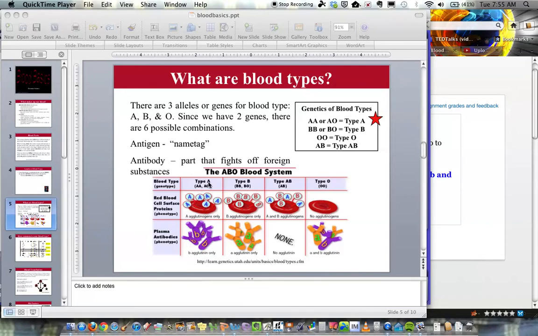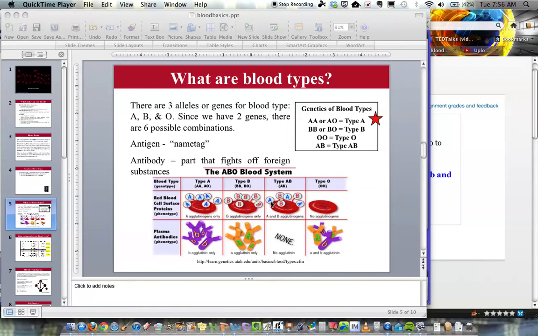So a person with type A blood only wants type A blood in their system, and they will have type B antibodies in their plasma. That means that if B blood was ever introduced into their bloodstream, the B antibodies would recognize it and fight it away so that it would not be where it does not belong. Type B blood, which needs to have B antigens or B blood cells present, would fight away type A blood if it were ever introduced. So it has type A antibodies. So the antibodies are basically the opposite of whatever blood type you have, okay?